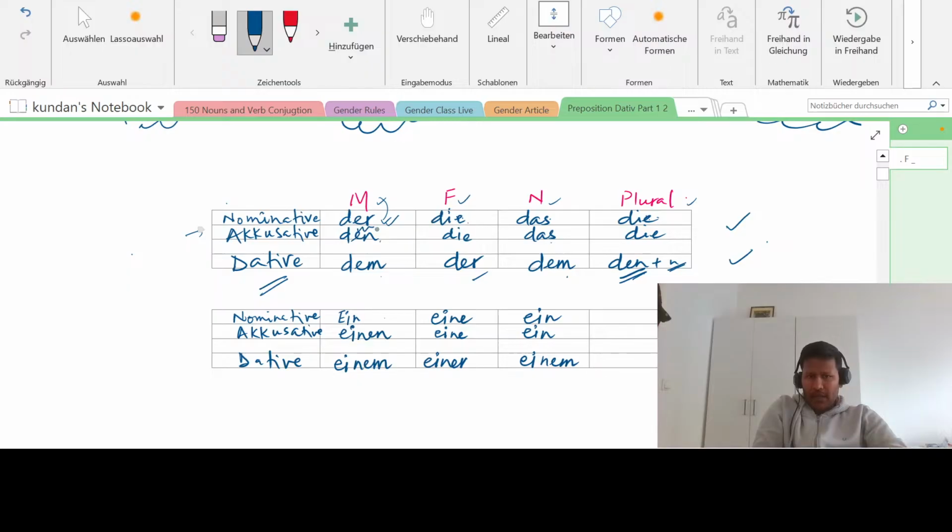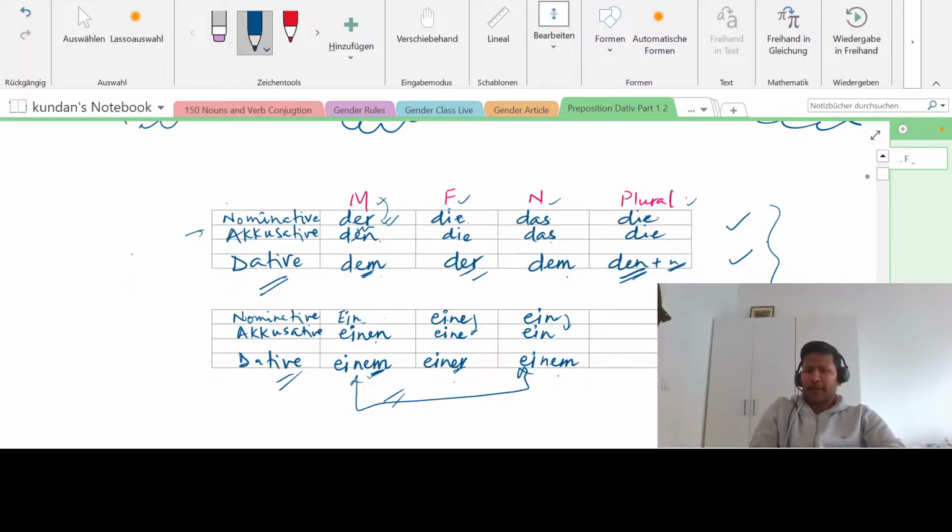Whatever you see in the ending, the same thing happens here also. Now you see ein, eine, ein, and in plural nothing. Here ein becomes einen, the same as we saw already. But in dative, what happens? You see here em is there, here also em, so it becomes einem. Here er is there, here also er, so einer. And this becomes einem, the same that we have already seen. This table is very handy and very important to take note of.